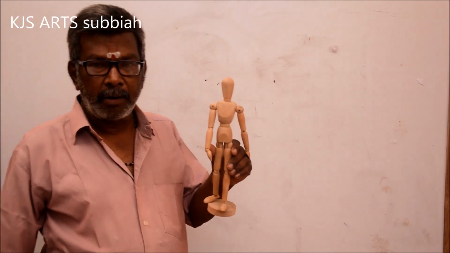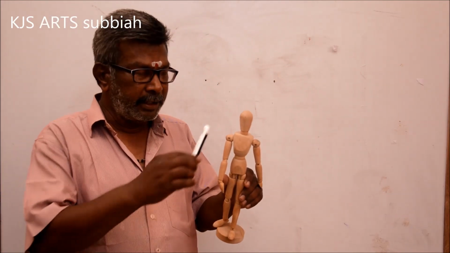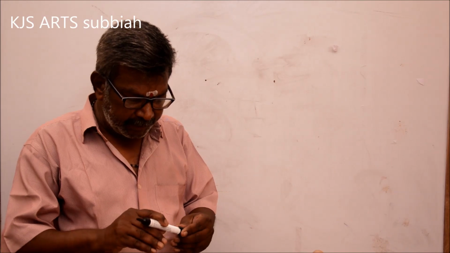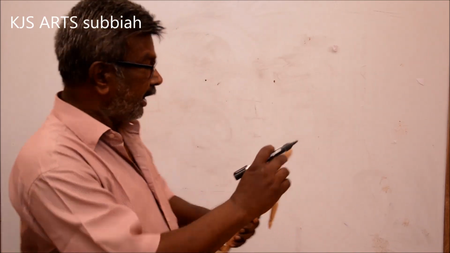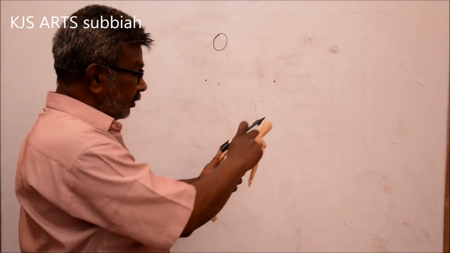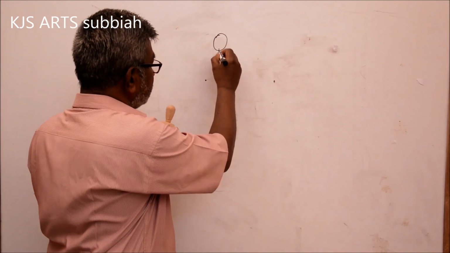Okay, see, this is the model of the human being. For this model, we have to draw a key sketch. You have to practice the key sketch. See, you have to draw the head like this. Then the whole body you have to get like this.